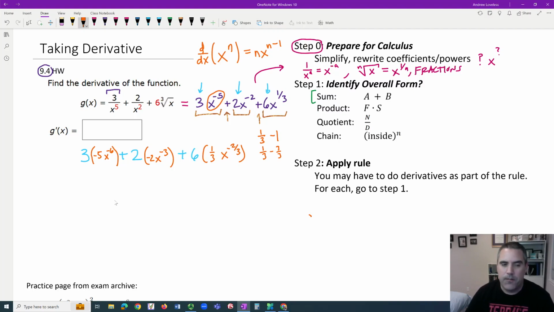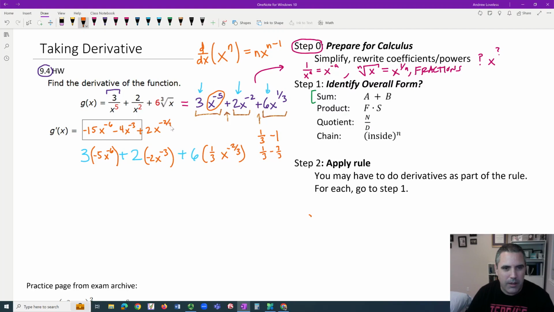That's it. Now at this point, if I was going to type this in, it would be negative 15x to the negative 6 minus 4x to the negative 3 plus 2, because that's 6 divided by 3, x to the negative 2/3.